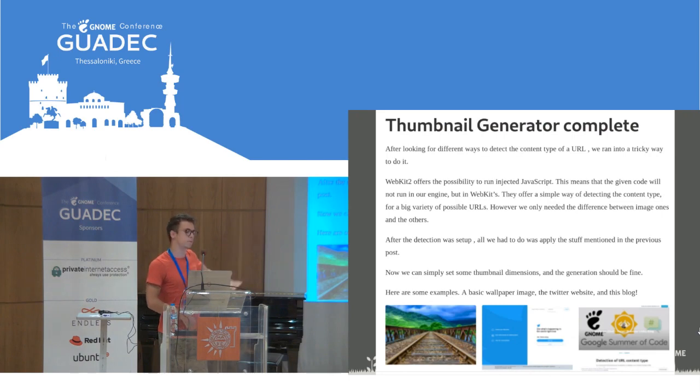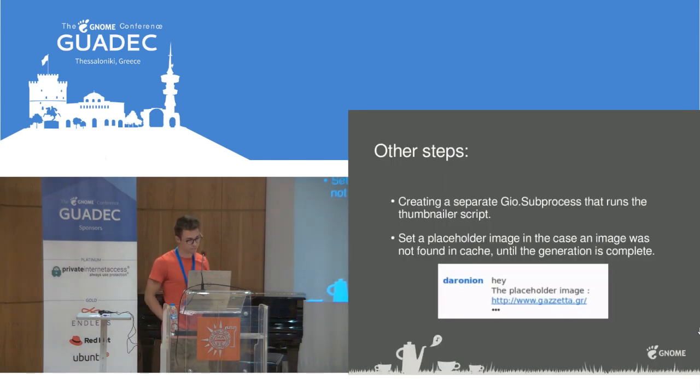This is a post from my blog, and these are some previews from some images. For example, on the bottom left, you can see that was an image, and this is how it looks. And the other two are just websites. And then these are some other steps. I didn't really want to go into detail because everything is basic here. I wanted to talk about the more important part, about choosing what to preview.